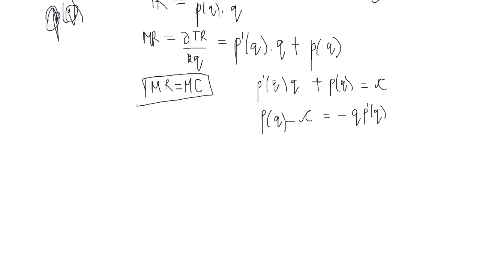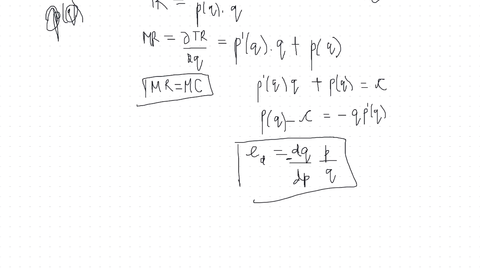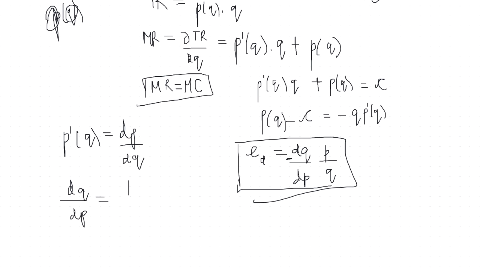I'm going to write the formula for elasticity of demand. What is elasticity of demand? It is the change in quantity with respect to price, into P upon Q, with a minus sign. So dq by dp is the derivative of Q with respect to P. And P'(Q) is nothing but dp upon dq. So dq upon dp is nothing but 1 upon P'(Q). It is the reciprocal of dp upon dq.